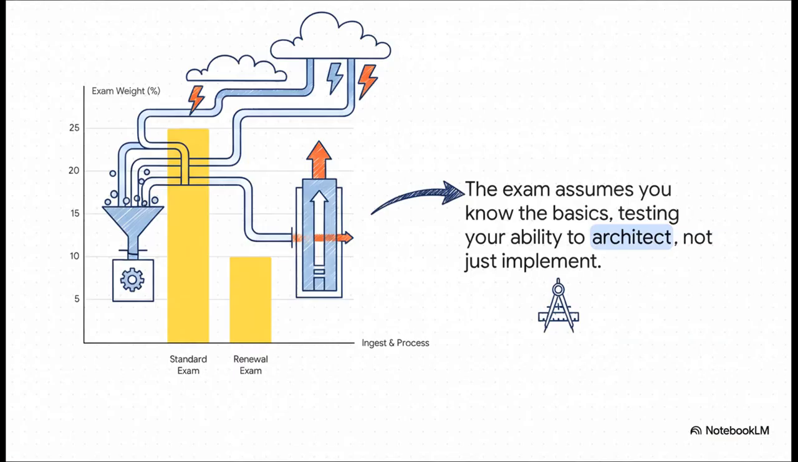Okay, just look at this. The weight for ingesting and processing, that's your basic data flow, pub/sub stuff, drops from a quarter of the exam all the way down to just 10%. The message here could not be clearer. They expect you to know the basics already. This exam is all about whether you can think like an architect, not just an implementer.